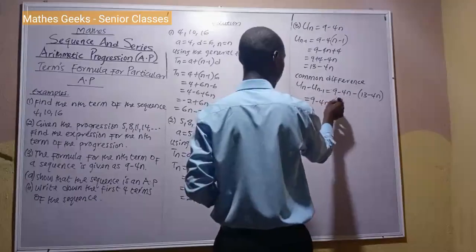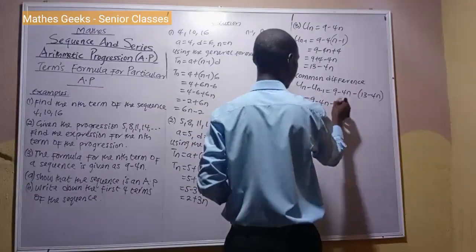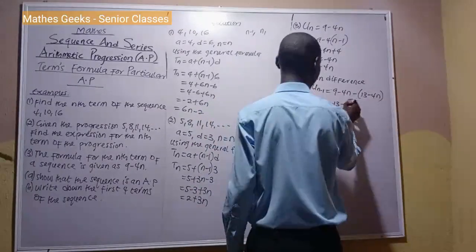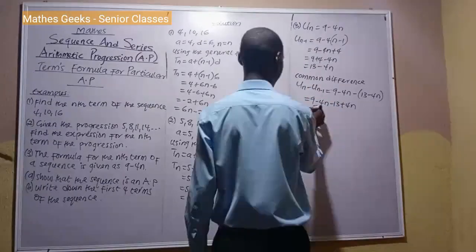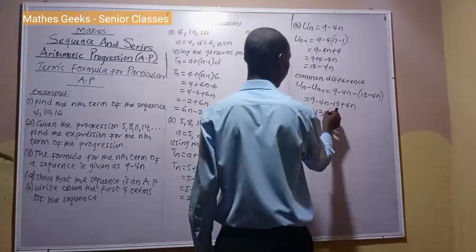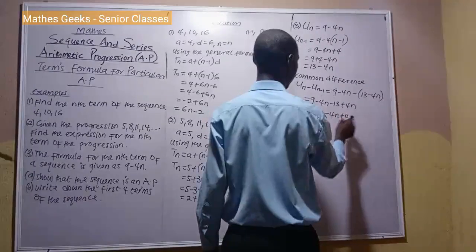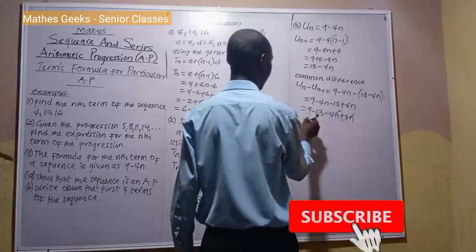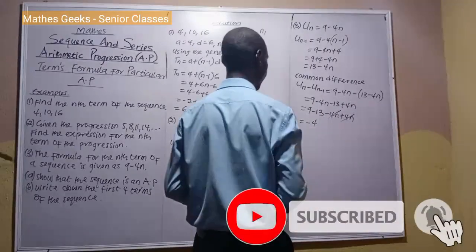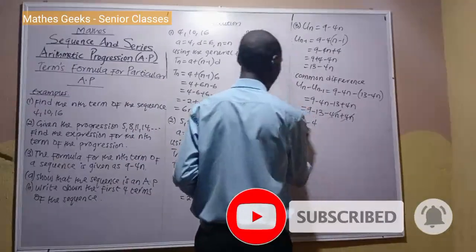Minus times 13 gives us minus 13. Minus times minus 4n gives plus 4n. So 9 minus 13 minus 4n plus 4n. This will cancel. 9 minus 13 is equal to minus 4. So our common difference is minus 4.